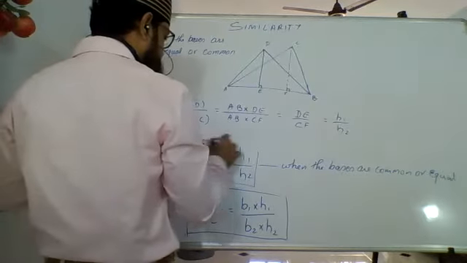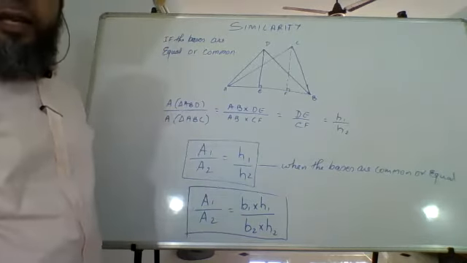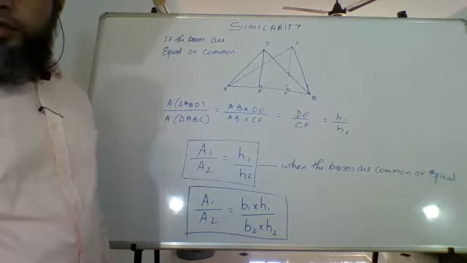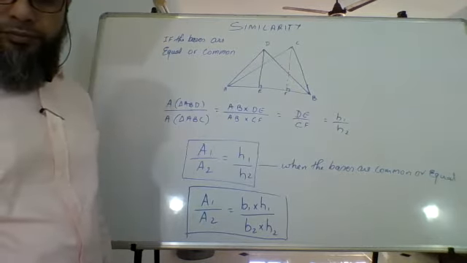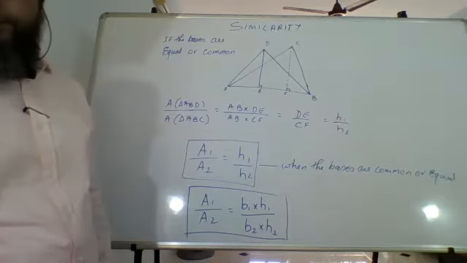Please write this down. The ratio of areas of two triangles when the bases of the triangles are common or equal.